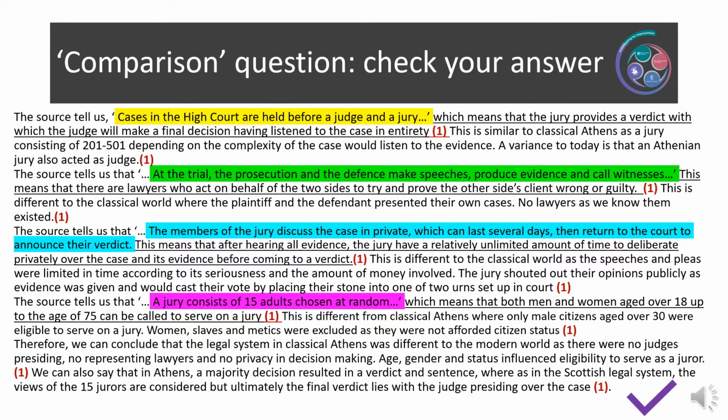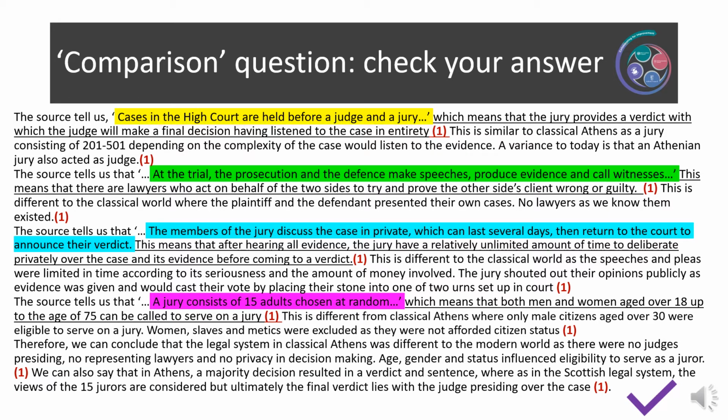Therefore, we can conclude that the legal system in classical Athens was different to the modern world, as there were no judges presiding, no representing lawyers, and no privacy in decision-making. Age, gender, and status influenced eligibility to serve as a juror. We can also say that in Athens, a majority decision resulted in a verdict and sentence, whereas in the Scottish legal system, the views of the 15 jurors are considered, but ultimately the final verdict lies with the judge presiding over the case.